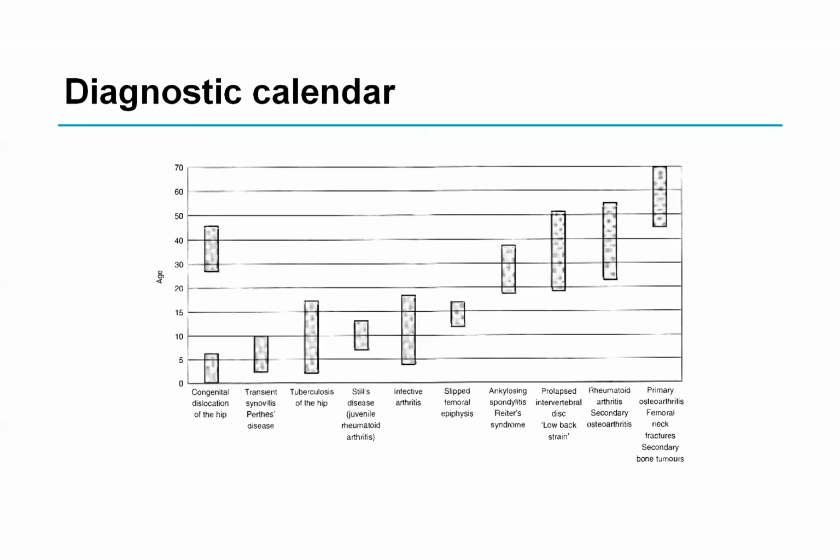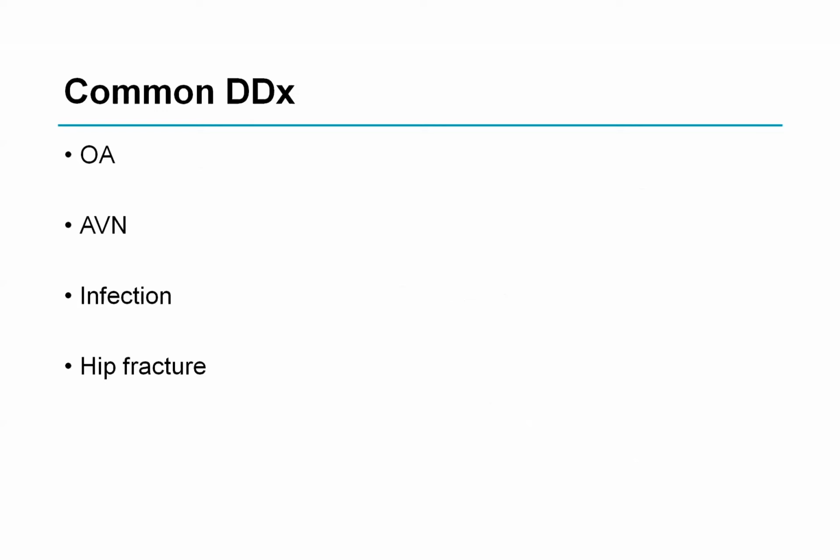But then we get into adulthood, and the first pathologies that we face there are probably ankylosing spondylitis and inflammatory diseases. Then we come on to secondary osteoarthritis, which is possibly related to pediatric conditions such as Perthes, DDH during childhood, or SUFE. And then the last is primary osteoarthritis and also hip fractures. So the common differential diagnoses that I've chosen for you to have a brief discussion about are osteoarthritis, avascular necrosis of the hip, infection, and hip fracture.